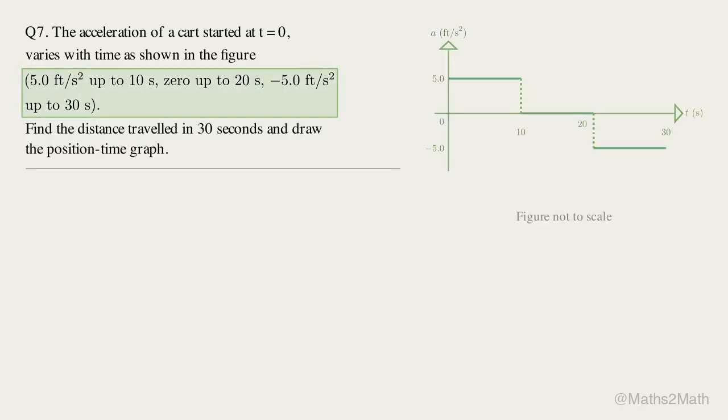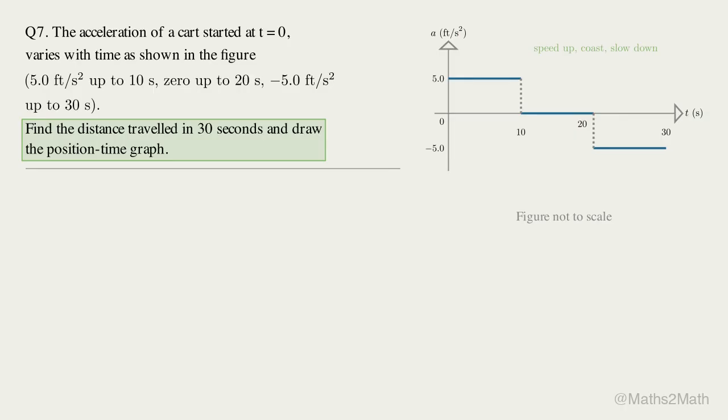Question 7. A cart starts at t equals 0. Its acceleration is 5 feet per second squared for the first 10 seconds, 0 for the next 10, and minus 5 for the last 10. Find the distance traveled in 30 seconds. What does this mean? 3 phases: speeding up, coasting, braking to rest.